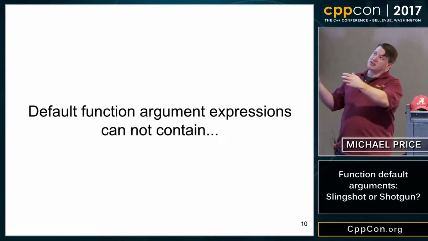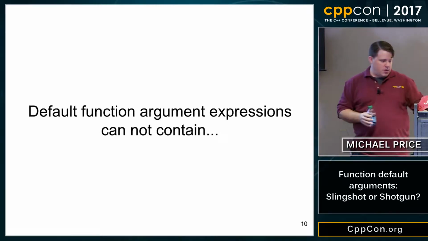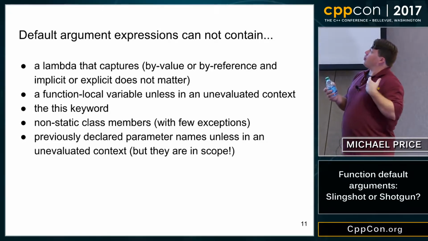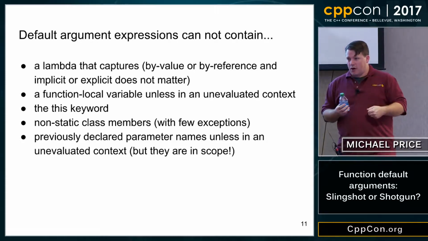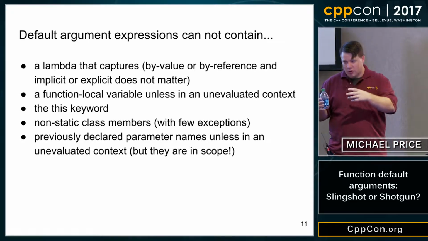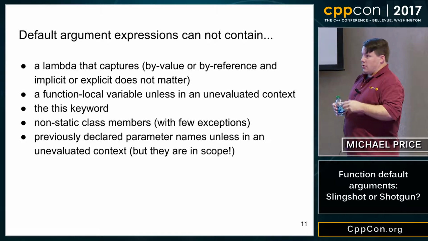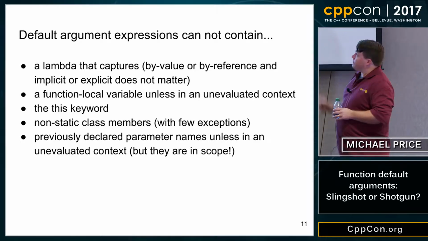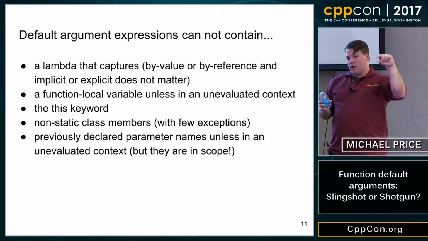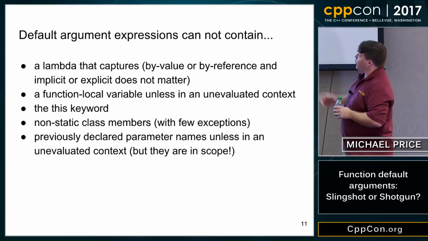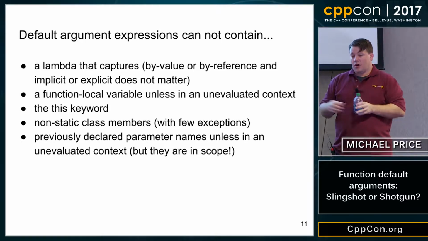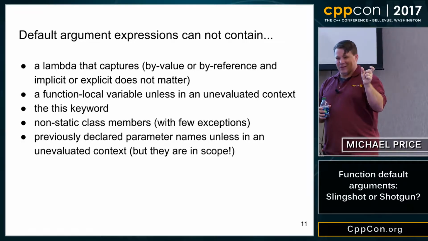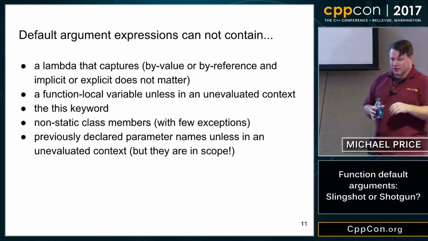So that was things that default arguments can't do themselves. These are restrictions on what you can put in a default argument. Because remember, default arguments are expressions. Just about any expression you can form in the language can be used as a default argument, except for these cases. You can have a lambda as the default argument, but only if it doesn't capture anything. You can actually have the capture specifier, but as long as it doesn't capture anything, you're good. If it captures something, the compiler will complain.